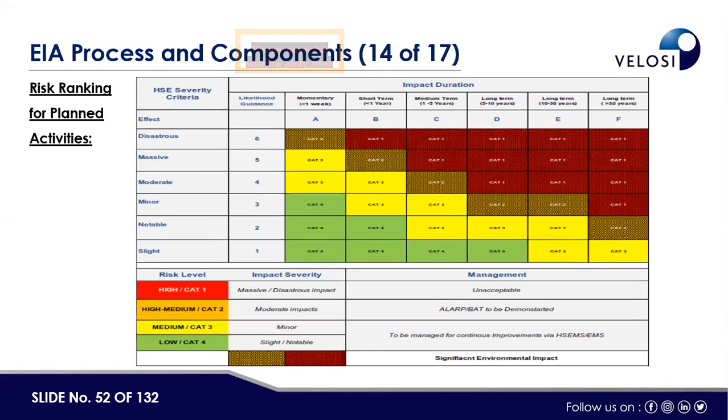CAT 1 and CAT 2, all these are significant environmental impacts. And other than that, CAT 3 and CAT 4, these are not significant environmental impacts, and we can manage these environmental impacts through the company HSEMS or environmental management system as well.